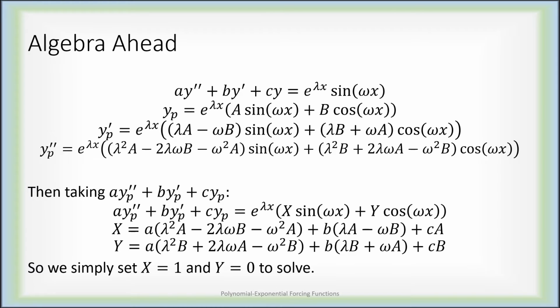So now what do we want? We want big X to be 1 and big Y to be 0, because ultimately we wanted to have one of these sines and no of these cosines.